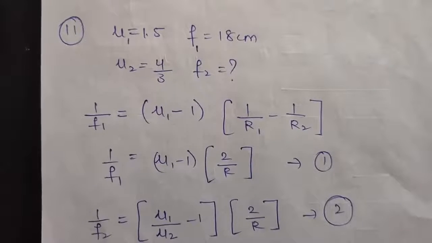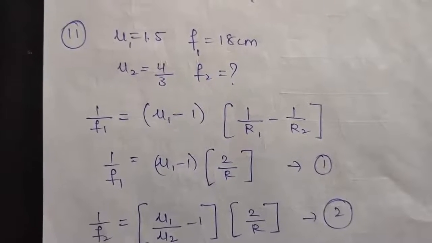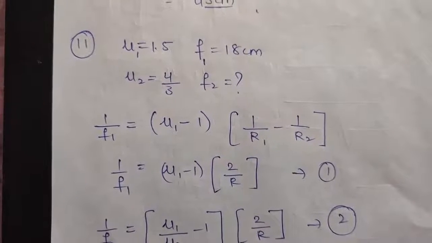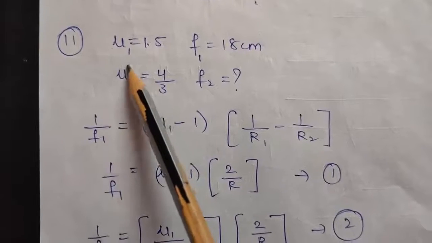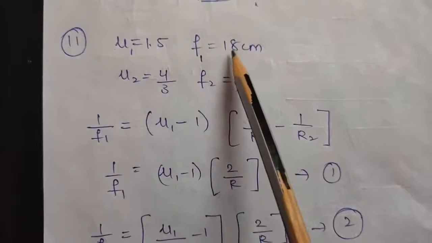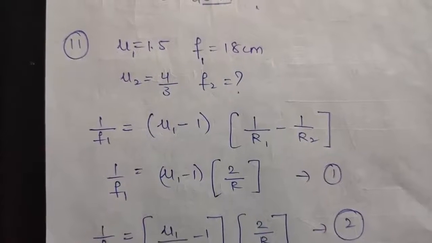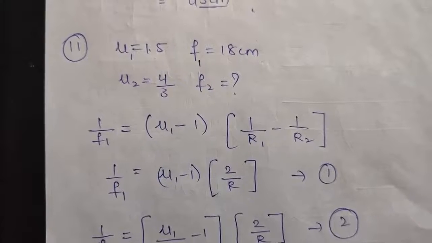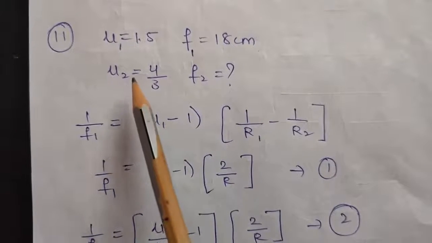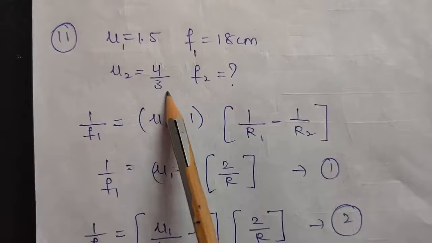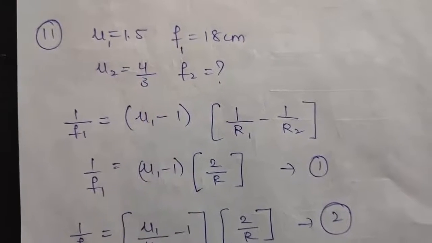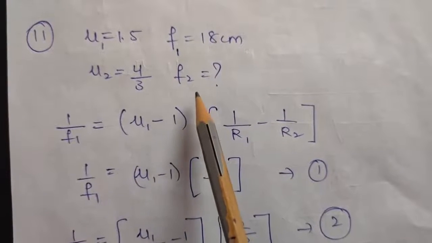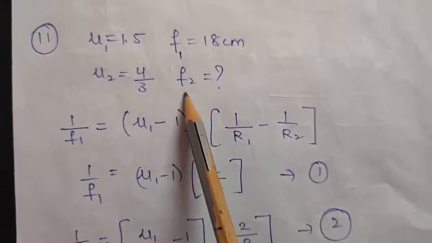Okay, so next is question number 11. It says a convex lens of refractive index 1.5 has a focal length of 18 centimeters in air. That is, if we take mu1 to be 1.5, then your f1 is 18 centimeters. After that, the question says calculate the change in its focal length when it is immersed in water of refractive index 4/3. So we are taking mu2 to be the refractive index of water, which is 4/3, and we have to calculate the change in focal length. So for that, let us first calculate the focal length of the lens when it is kept in water, and let us denote it by f2.